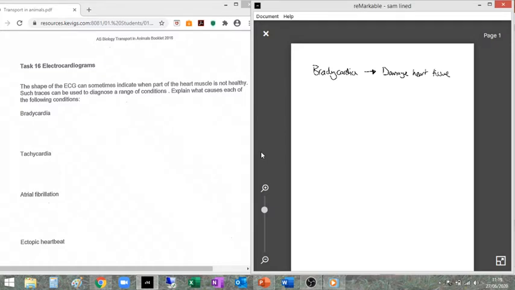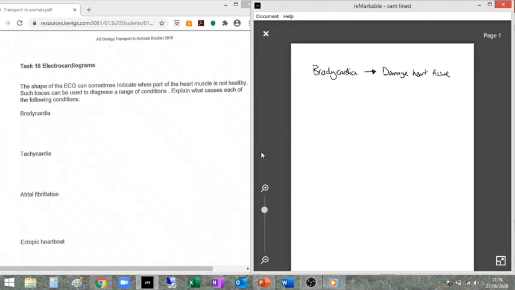So yeah, bradycardia, it could be as simple as a slow heartbeat because you've damaged the heart tissue. So maybe the electrical conductions don't conduct as quickly as they could. Or in particular, maybe you might have damaged the sinoatrial node, the actual node of the heart that begins the waves of electrical excitation.